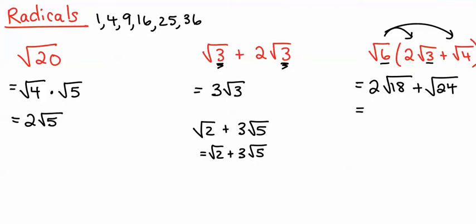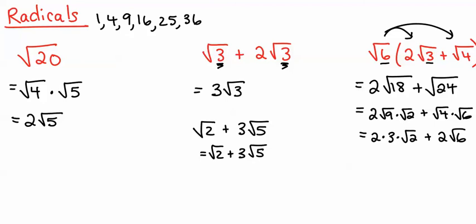So root 18 can be broken down into root 9 times root 2. Root 24 can be broken down into root 4 times root 6. And the square root of 9 is 3, times root 2. Square root of 4 is 2. So we're just simplifying. Then we can multiply these two things, so 2 times 3 is 6. So I've got 6 root 2 plus 2 root 6. And I can't add those together because their radicands are different. So that would be my final answer. So that's everything we learned in A3.